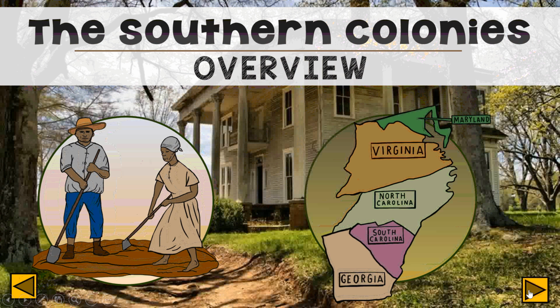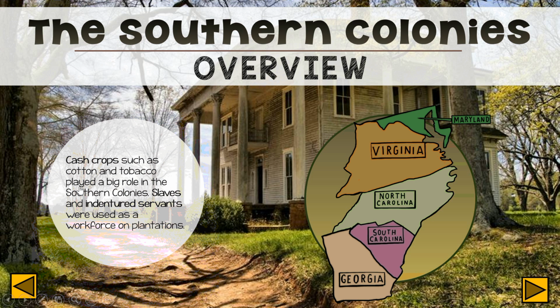And now we have our southern colonies, and this is the farthest south of our three groups of colonies. There's Maryland, Virginia, North Carolina, South Carolina, and then Georgia, which is the farthest south. Cash crops, remember we talked about cash crops on Tuesday. Those are crops grown pretty much just for people to sell. So cash crops such as cotton and tobacco played a big role in the southern colonies, and slaves or indentured servants were used as a workforce on the plantation.